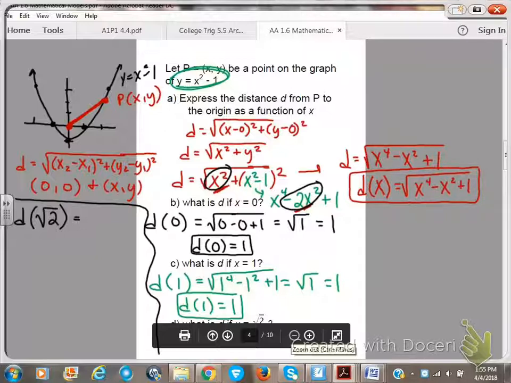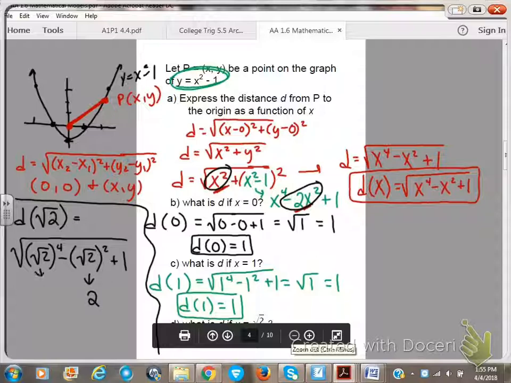Now, when you plug that in, underneath your square root you've got the square root of 2 to the 4th minus the square root of 2 squared plus 1. In the middle, what's the square root of 2 squared? Put those calculators away. It's just 2. Squares and square roots undo each other. So that's a 2.